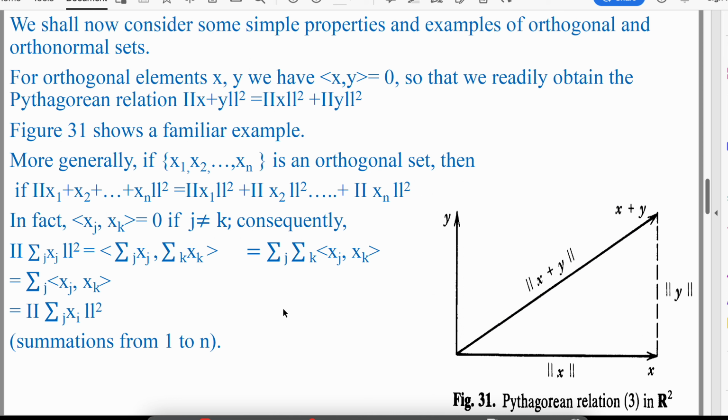So we shall consider some simple properties and examples of orthogonal and orthonormal sets. For orthogonal elements x, y, we have inner product of x, y equal to 0. So we obtain the Pythagorean relation: norm of x plus y whole square equal to norm x square plus norm y square.